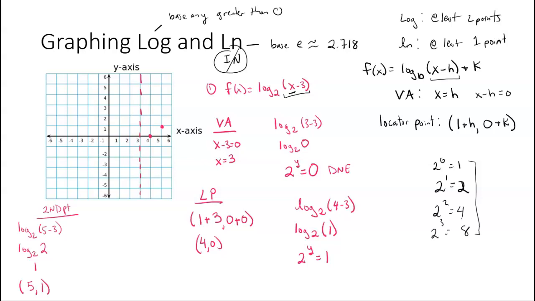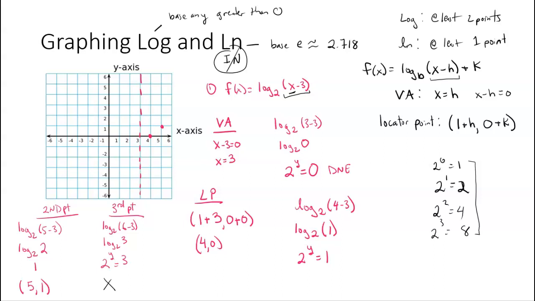Like I said, 2 points are great, 3 or 4 points are even better. So if I want to pick my third point, logic says I should probably pick, say, 6. So log base 2 of 6 minus 3. Well, notice what happens. This is going to give me log base 2 of 3. I have no idea what I have to raise 2 to the power of to get exactly 3. I can't figure that off the top of my head, nor do I want to. So I probably would not choose this point. I'd probably want to pick a different number.